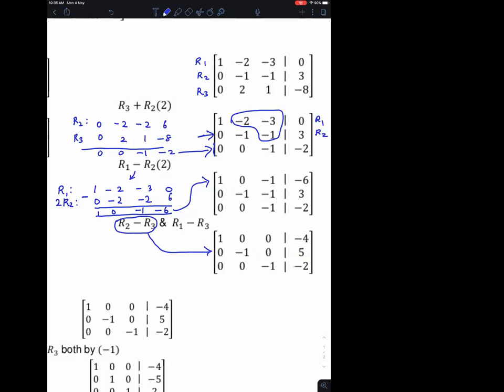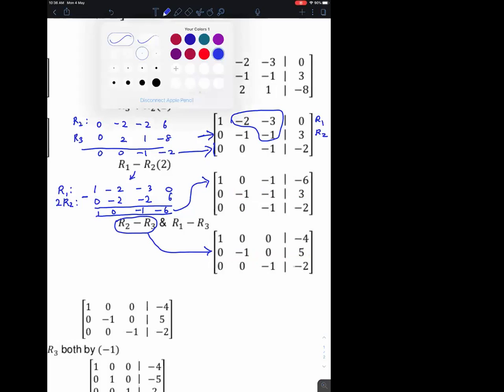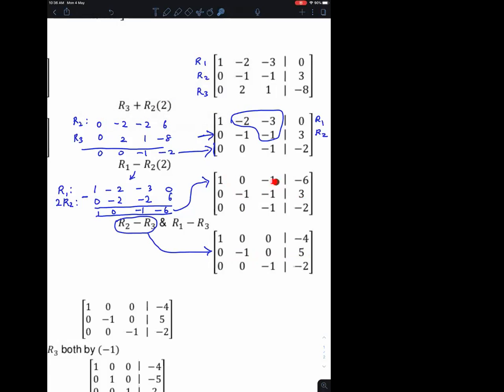Next, subtract row 3 from row 1. This is row 1 again, and then you're going to subtract row 3. This is row 3. 1 minus 0 is 1. 0 minus 0 is 0. -1 minus -1 is 0. -6 minus -2. Just like -6 plus 2, so it's -4.